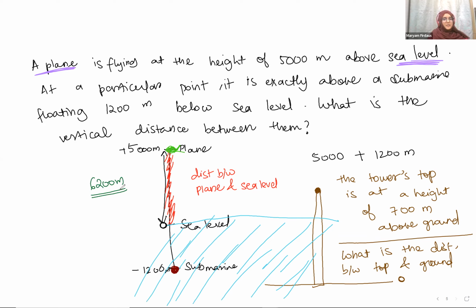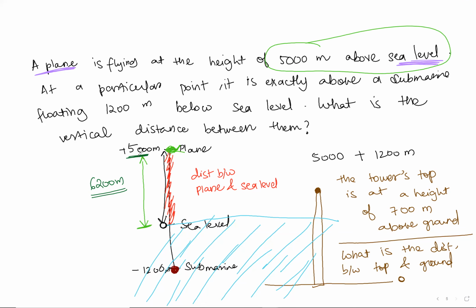Now, see, the answer to this is very simple. Is it 1,200 the distance between plane and sea level? Take a look again over here. The plane is at this distance. And this distance is from here till the sea level. When we are saying it is 5,000 meters above sea level, that means the distance between sea level and plane is how much? 5,000, exactly. So the answer to this is very clear, that the distance between the plane and the submarine is 6,200 meters. That's very simple. What we did is we added this distance and we added this distance, right?